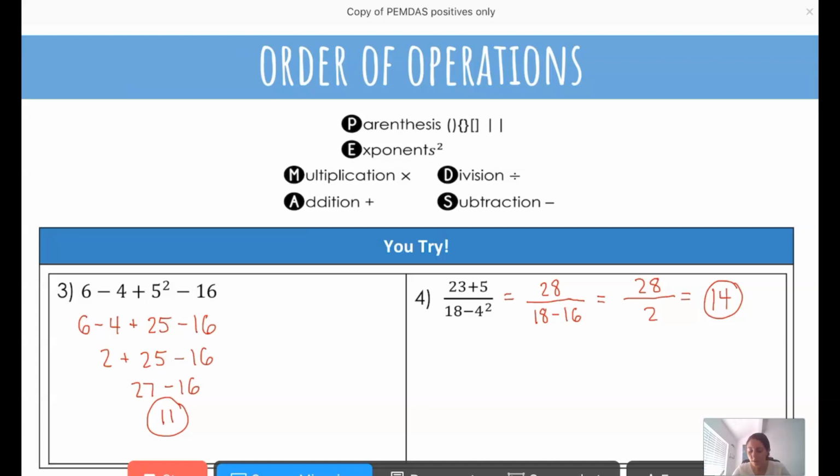And that's all we have for today's lesson, so hopefully you know how to simplify expressions with more than one operation.